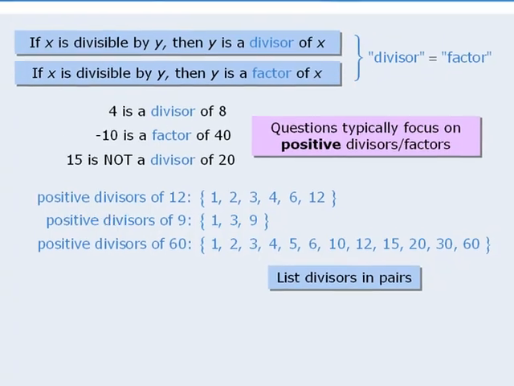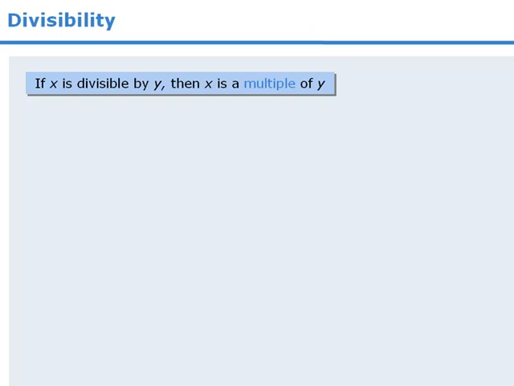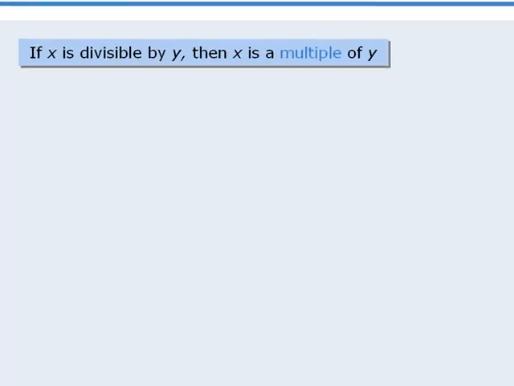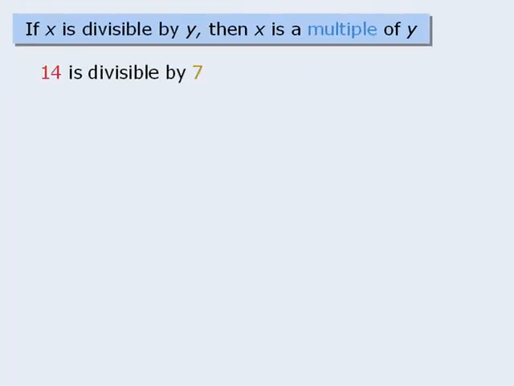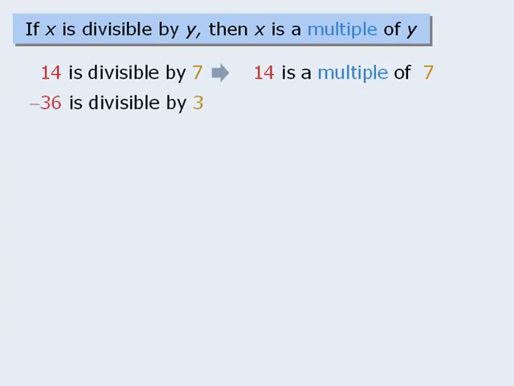Okay, another important concept has to do with multiples. If x is divisible by y, then x is a multiple of y. For example, since 14 is divisible by 7, we can also say that 14 is a multiple of 7. Similarly, since negative 36 is divisible by 3, we can say that negative 36 is a multiple of 3.